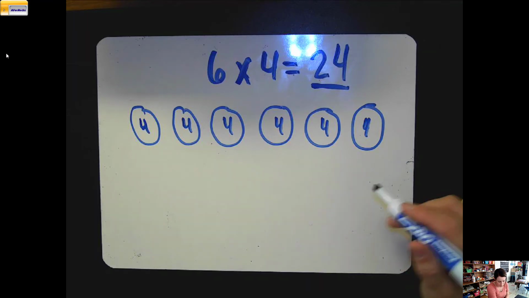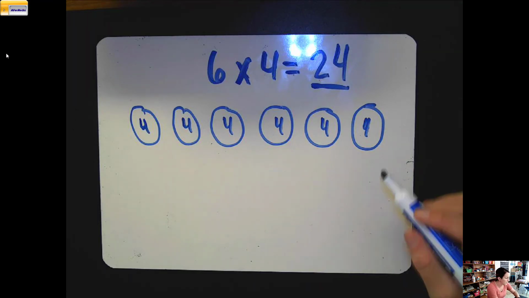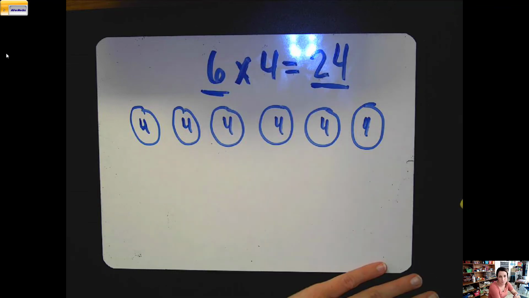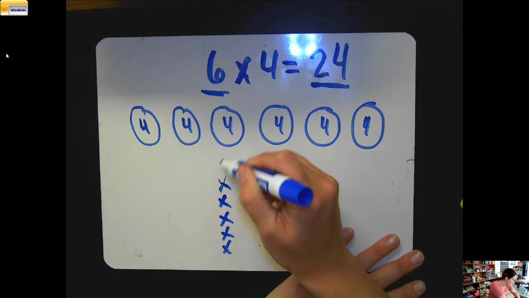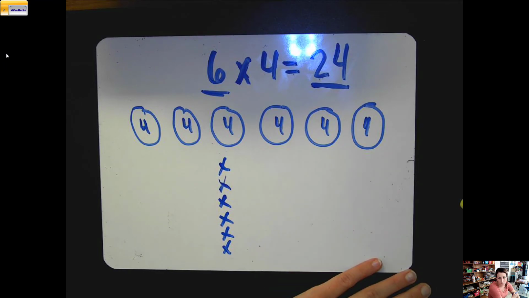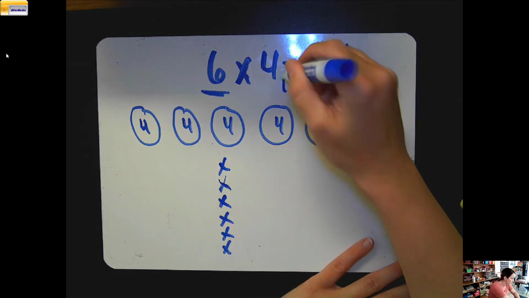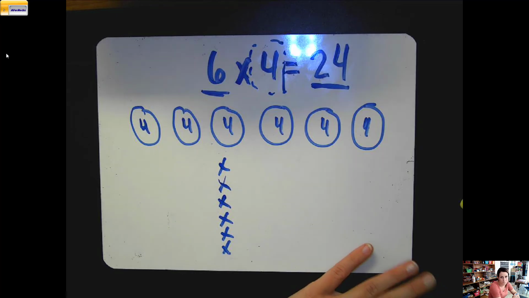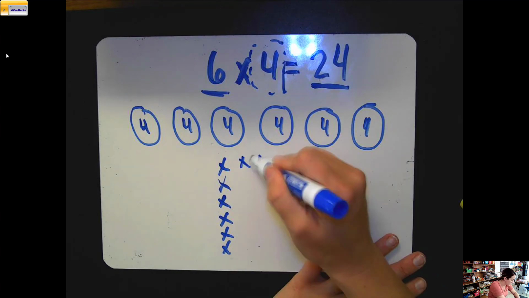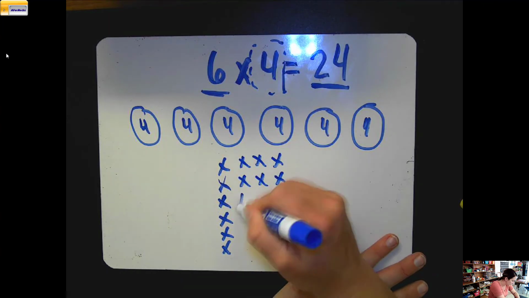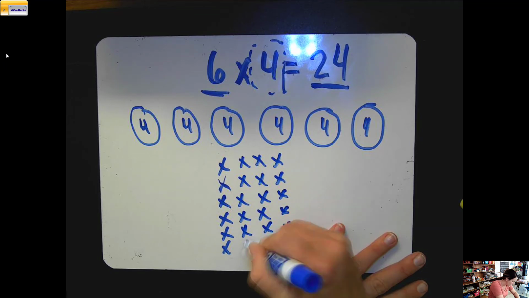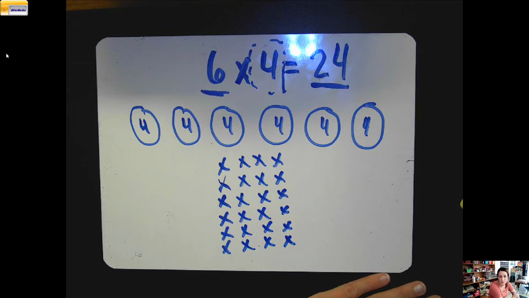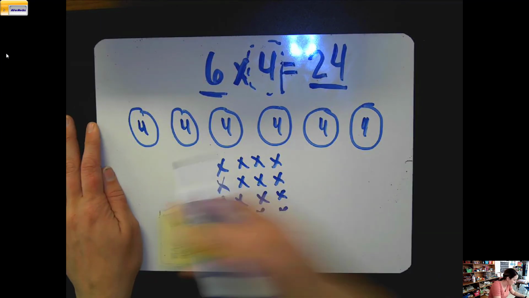Now I want you to draw an array. So how many rows are you going to have? You're going to have 6. How many are going to be in each one? Go ahead and pause the video and draw that. Okay, welcome back. Did you come up with something that looks like this? Six rows of 4. Awesome sauce.